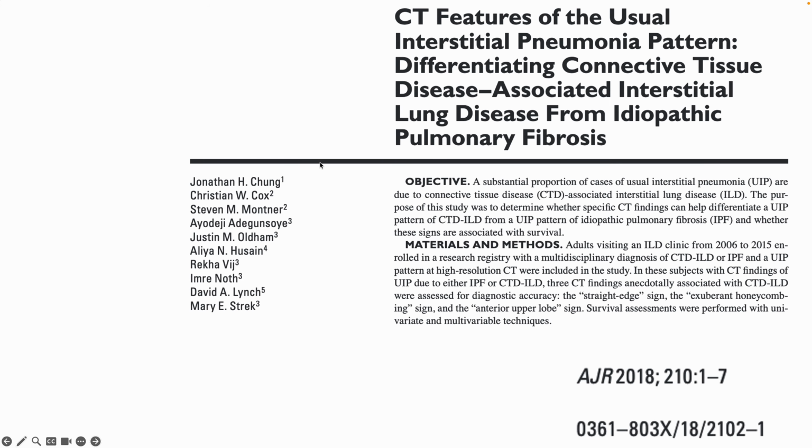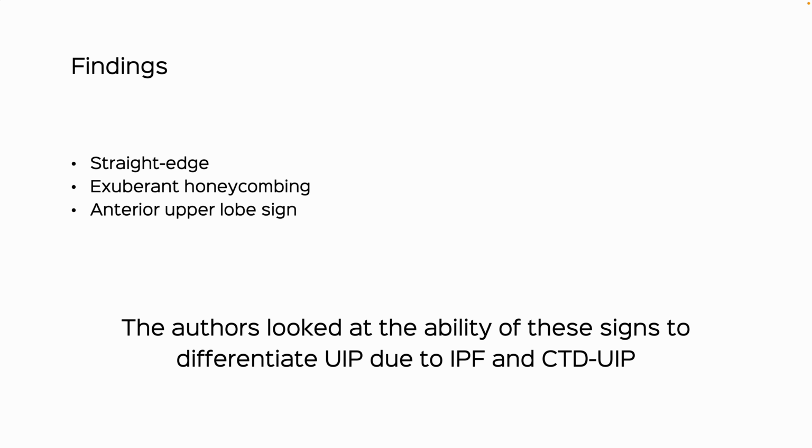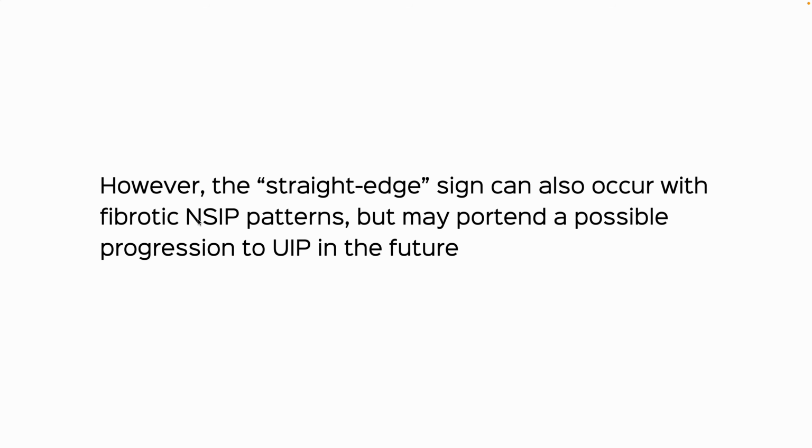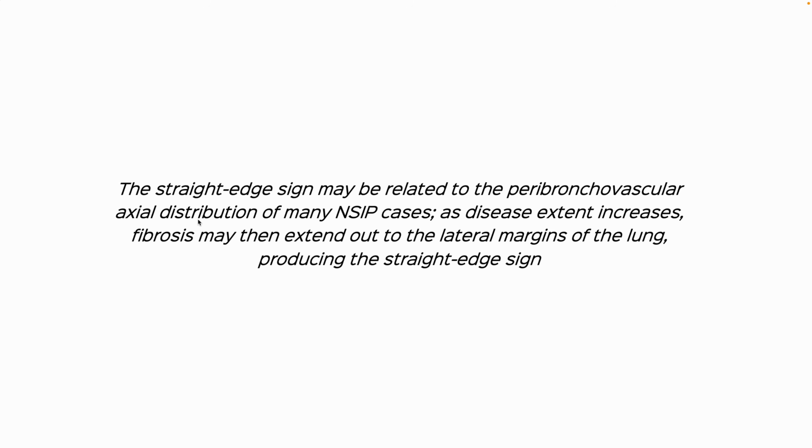First described by Jonathan Chung and colleagues in 2018, their paper looked at three signs: straight edge, exuberant honeycombing, and anterior upper lobe sign, that could help differentiate UIP due to connective tissue disease from UIP due to other causes, especially IPF. But the straight edge can also occur with fibrotic NSIP, as we saw here, and may portend a possible progression to UIP in the future, though we're not very sure of that.